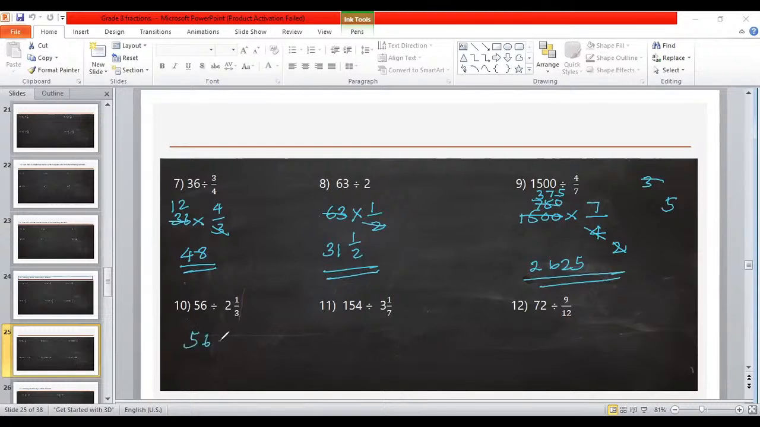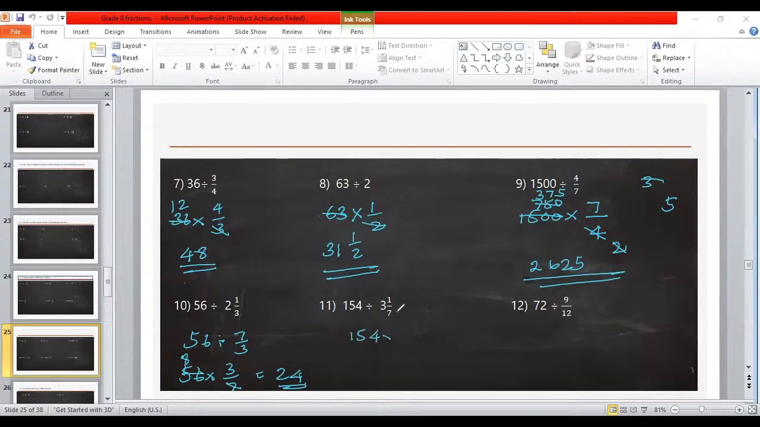56 divided by 3 times 2, 6 and 1, 7 over 3. 56 multiplied by 3 over 7. 56 divided by 7, 8 sevens are there. What is the answer? 8 times 3, 24.